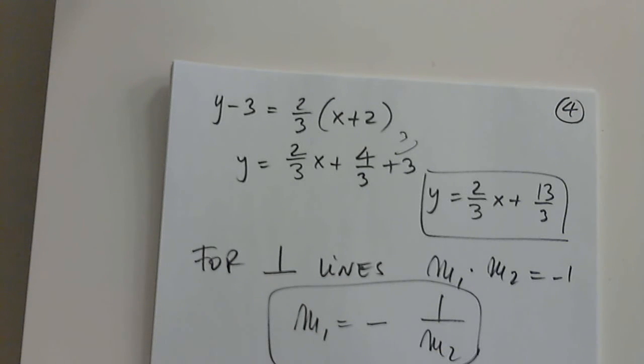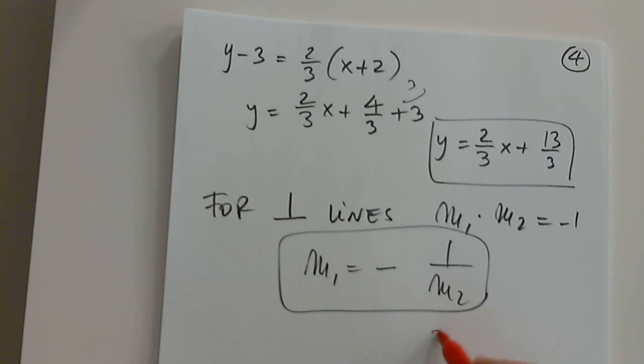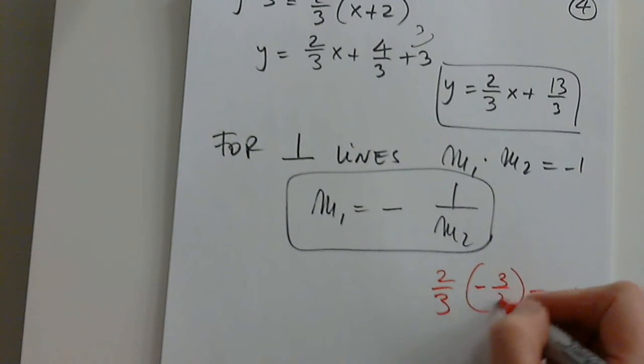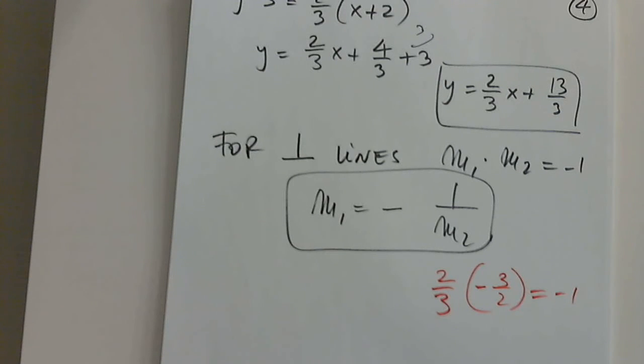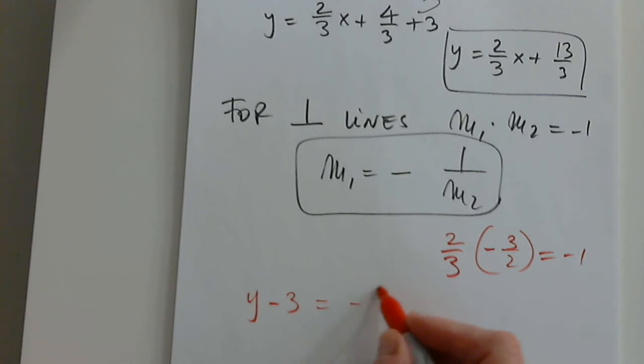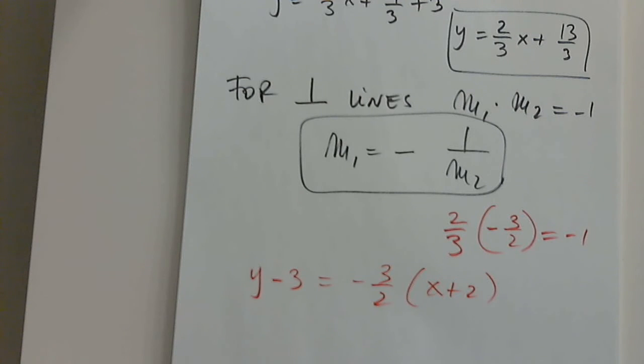But again, it's up to you. I don't want to change something that works. Okay? So if m1 is 2/3, m2 must be -3/2. So going back, we just have to put in y minus 3 equals -3/2 times x plus 2. This time the slope is -3/2. Everything else is the same. The point is the same.